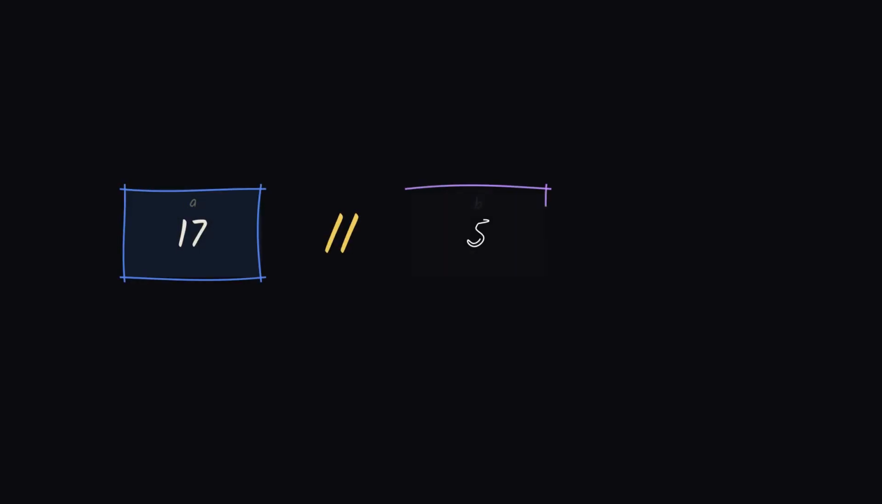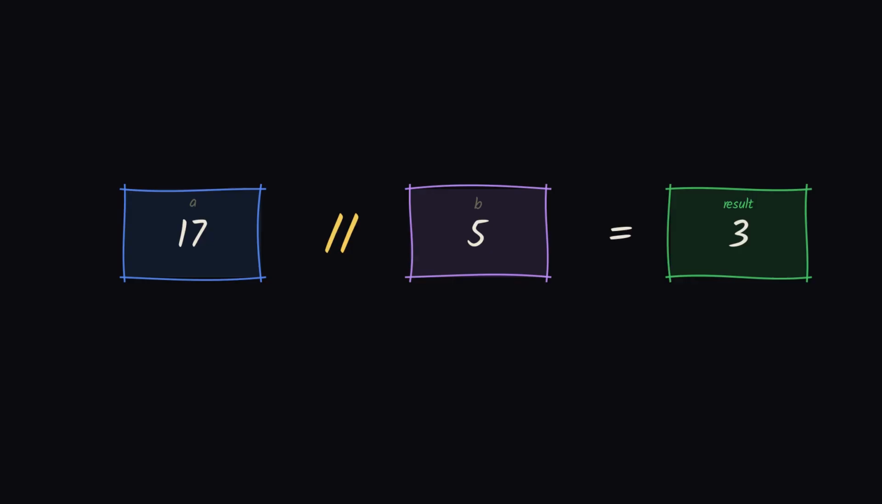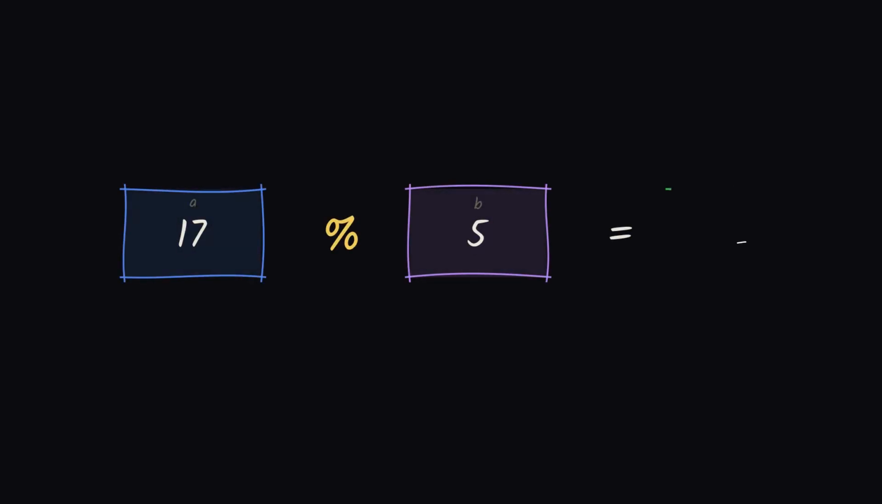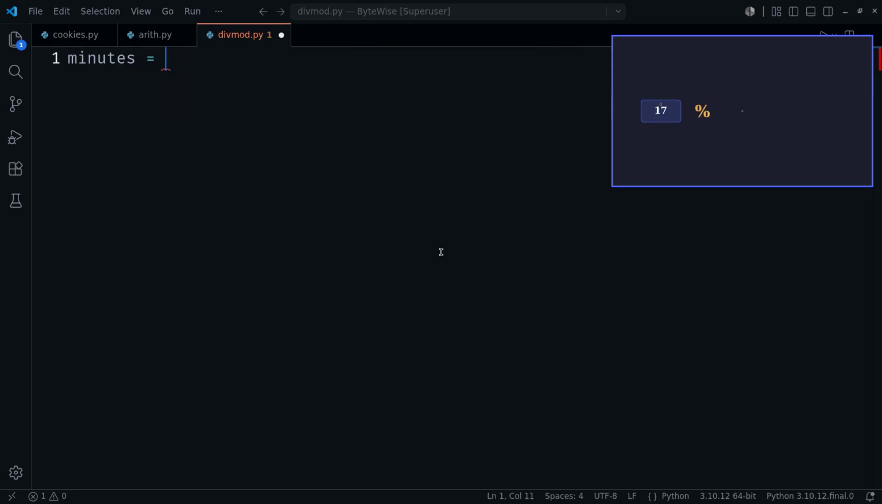Double slash is floor division. It divides and throws away the decimal. 17 over 5 is 3.4, so this gives 3. How many whole 5s fit in 17? And % is modulo, the remainder. 3 5s make 15, leaving 2. So floor division asks how many fit. Modulo asks what's left.